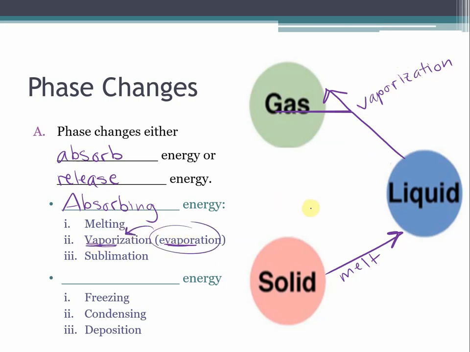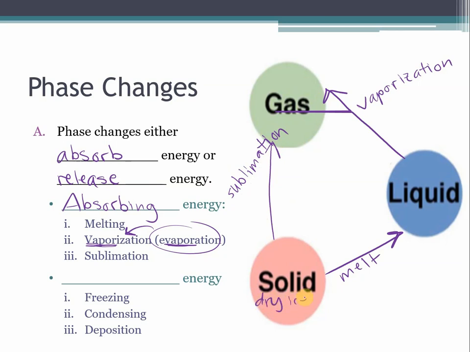And another one that you may have learned about but might not remember, it is possible to go straight from a solid directly to a gas. You don't have to pass through liquid. This is called sublimation. When you go straight from a solid to a gas, you don't pass through liquid at all. It's called sublimation. An example of this would be dry ice.